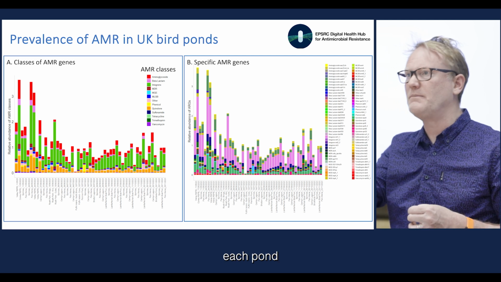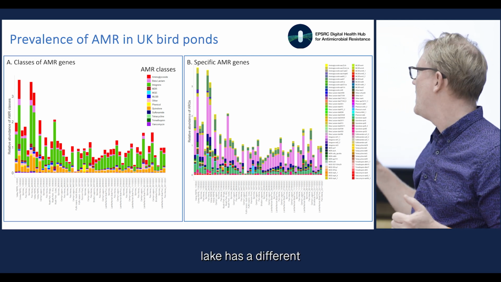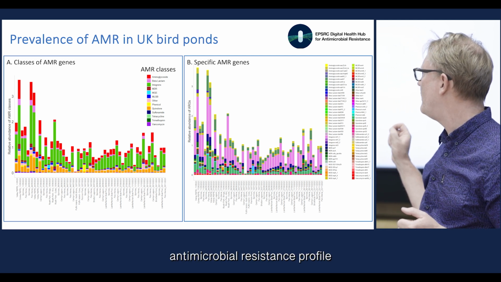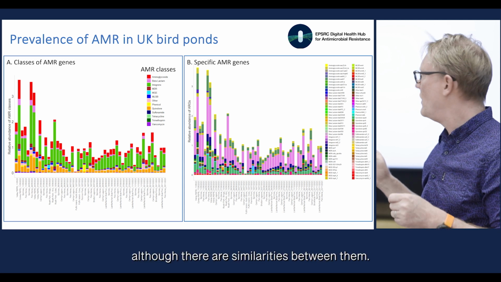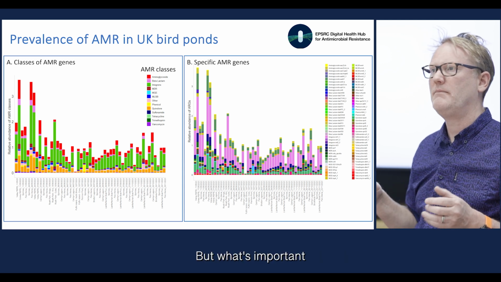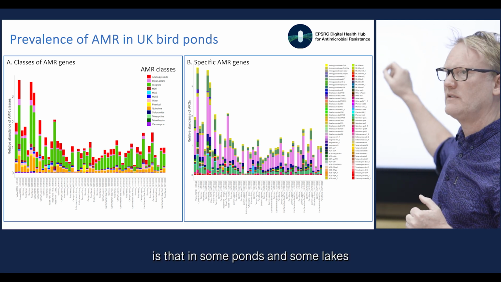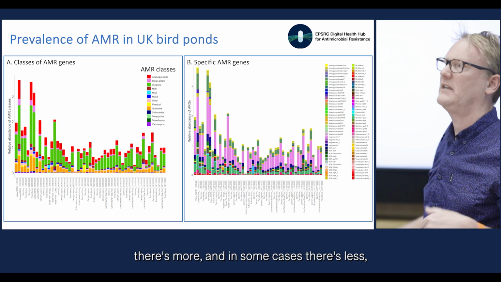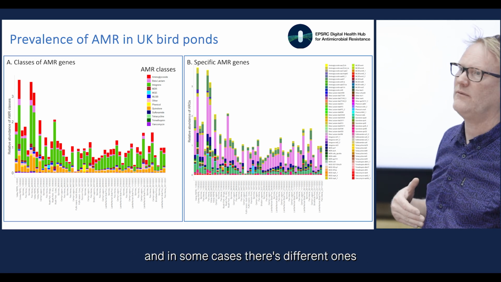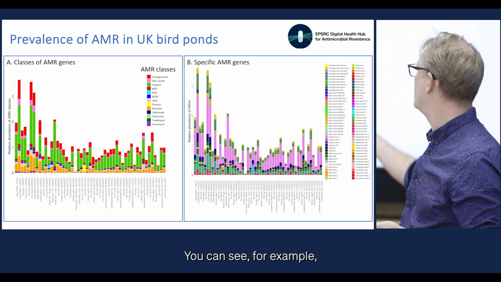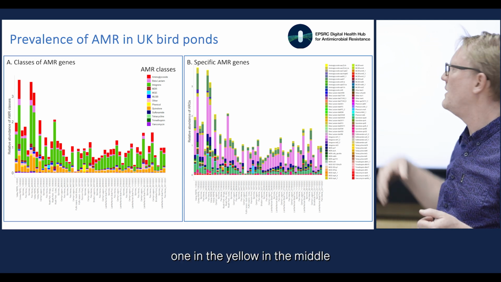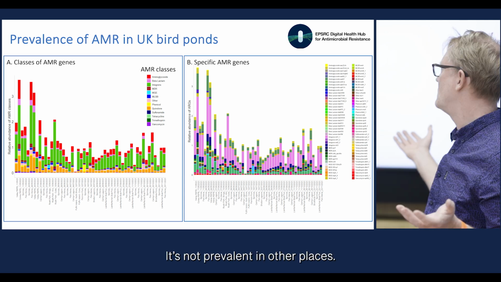And you can see that each pond or each bird wildfowl lake has a different antimicrobial resistance profile, although there are similarities between them. But what's important is that in some ponds and some lakes, there's more, and in some cases there's less. In some cases there's different ones and there's more abundance. You can see, for example, the phenicol one in the yellow in the middle there is a hot spot for that. It's not prevalent in other places.